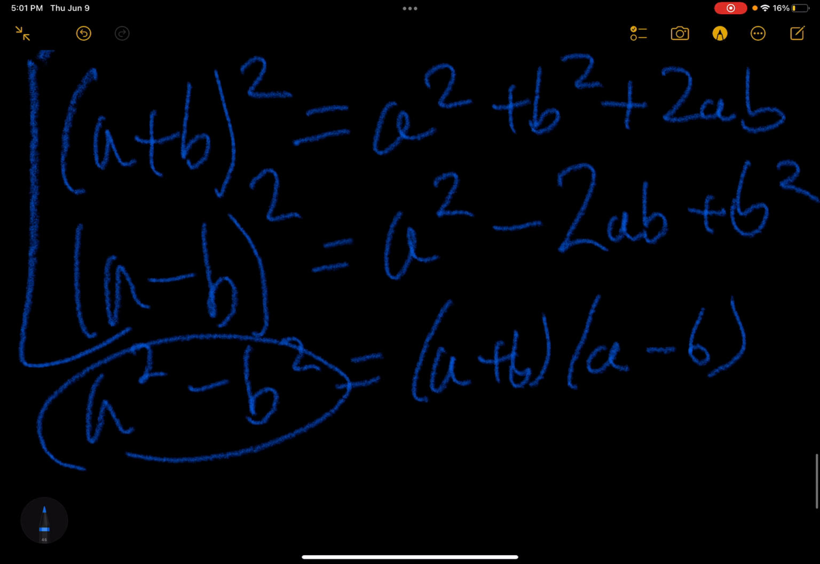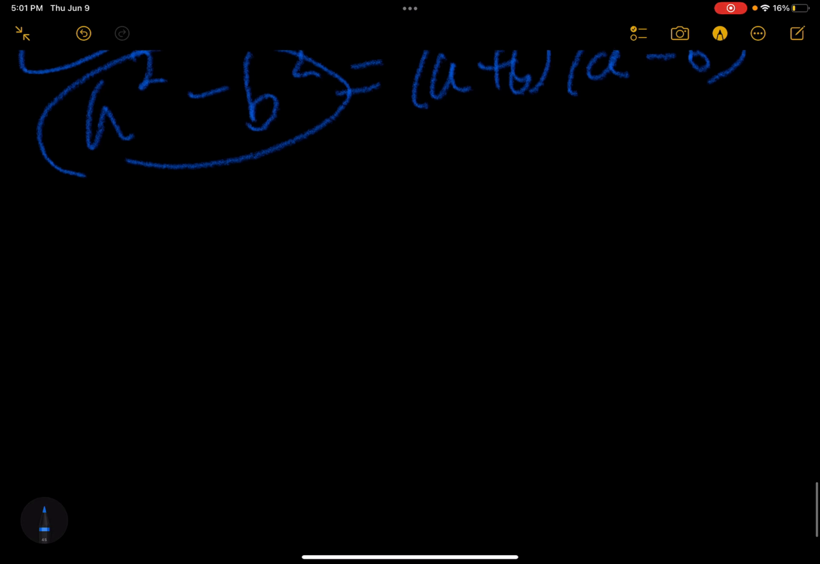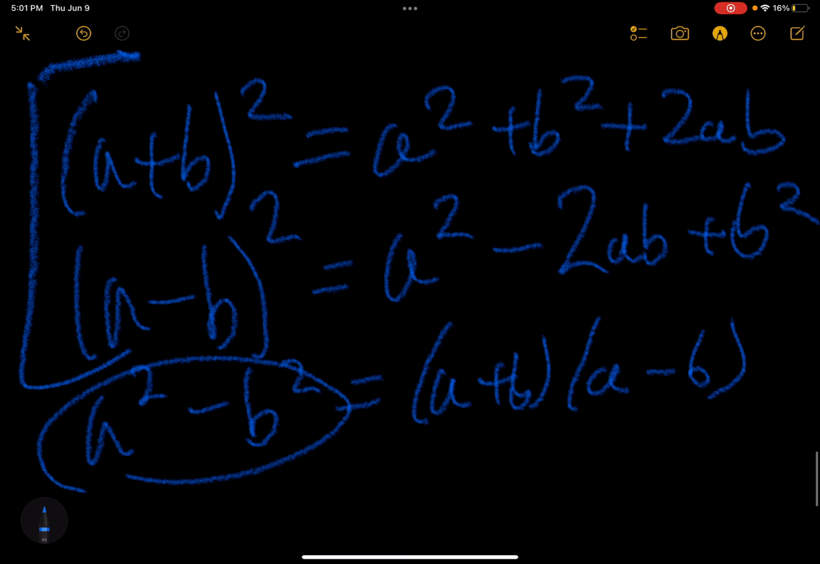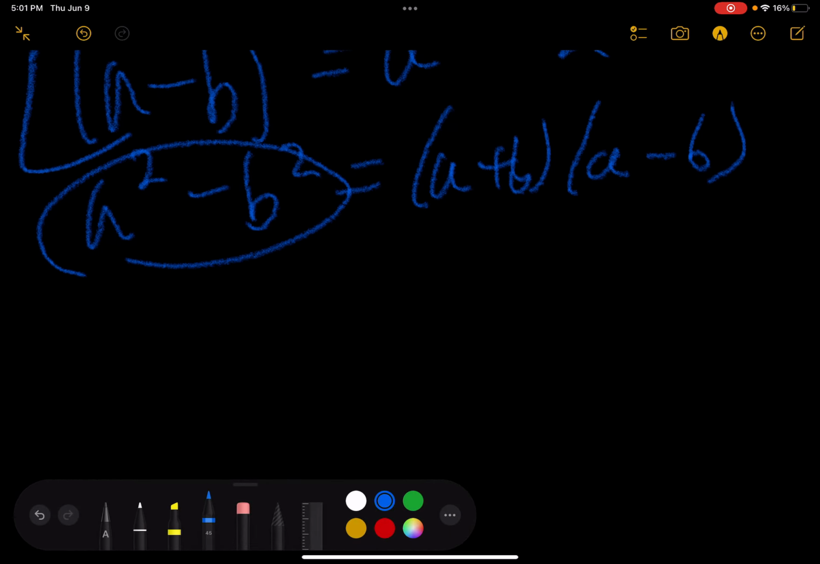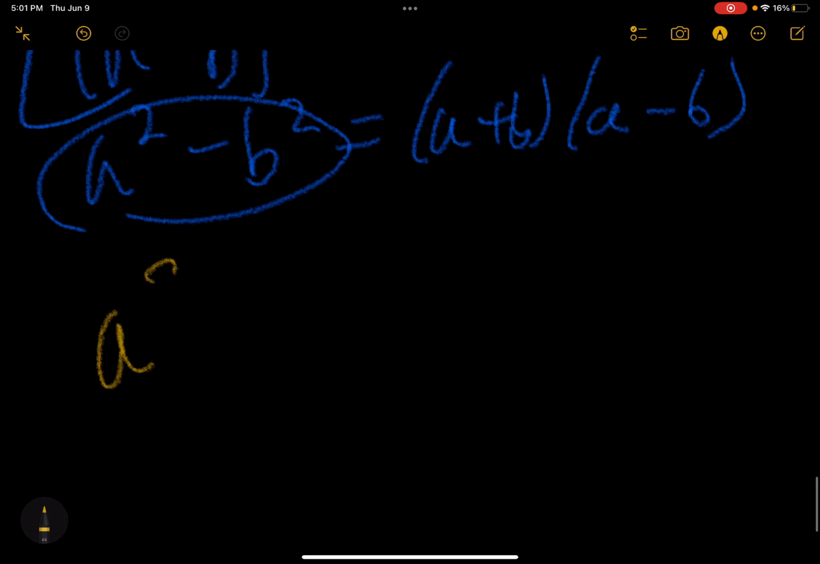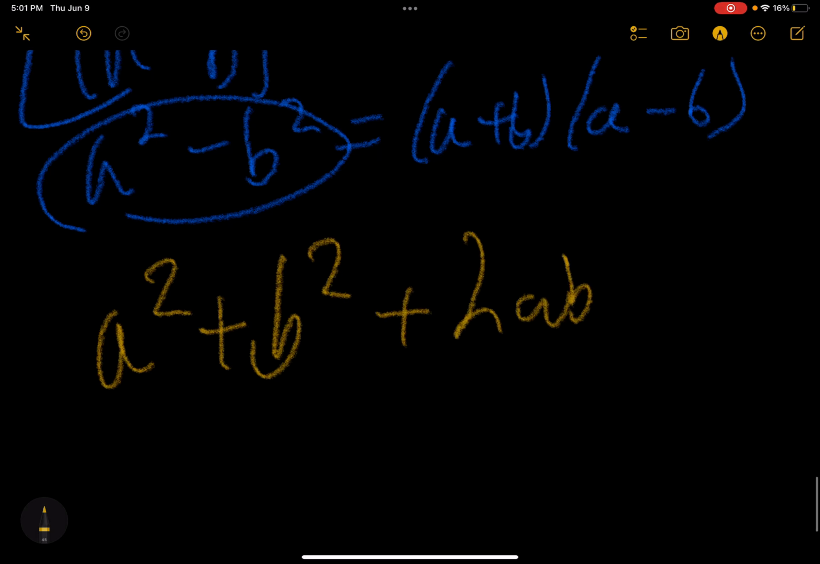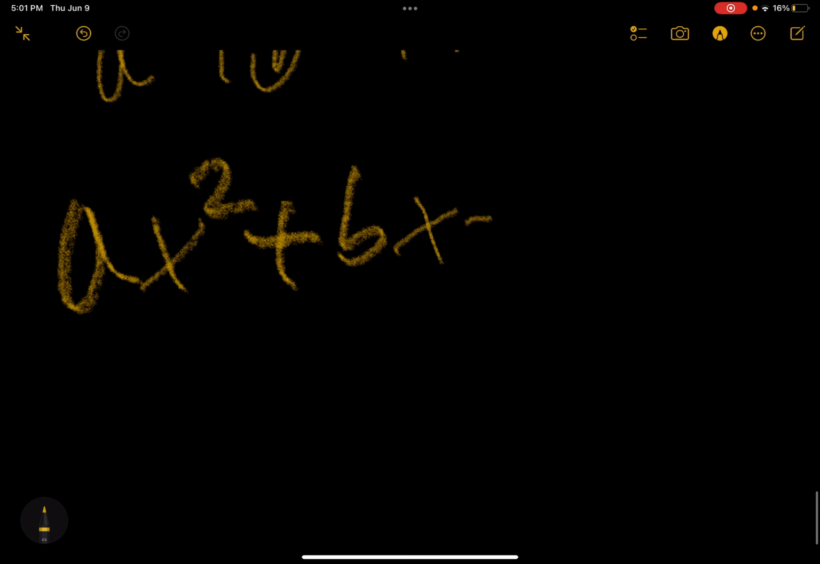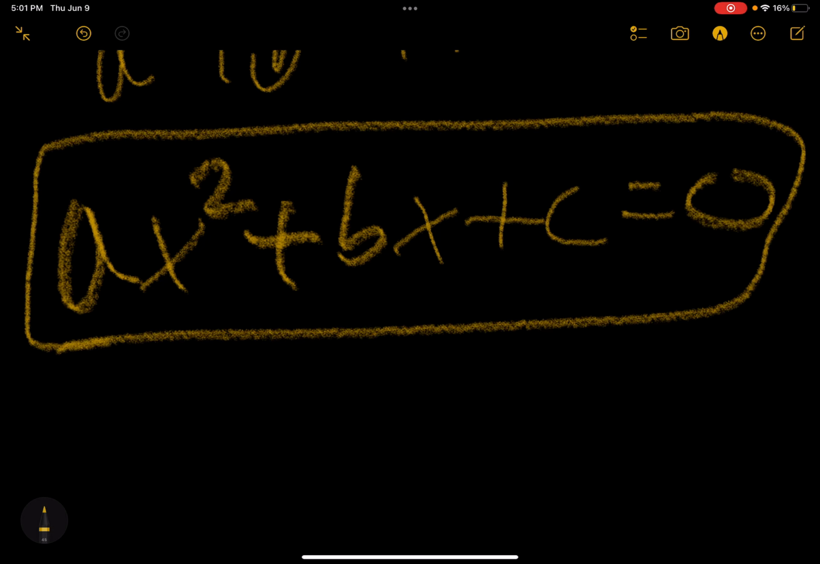So let's do the first one. Let's look at a squared plus b squared plus 2ab. As always, we're going to be working with the quadratic formula, right? We're going to be always working with this most of the time.